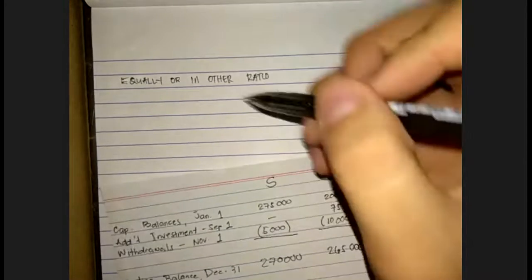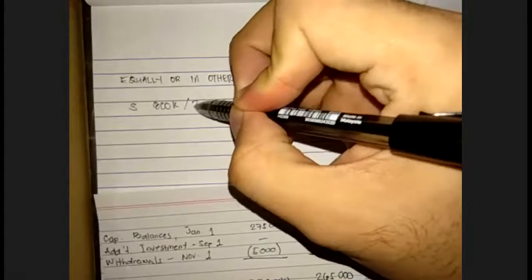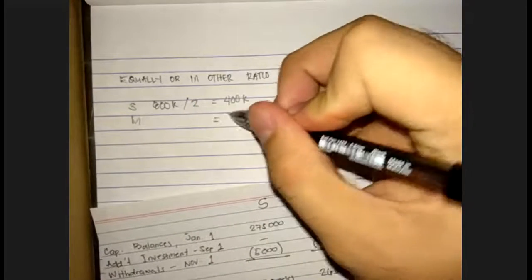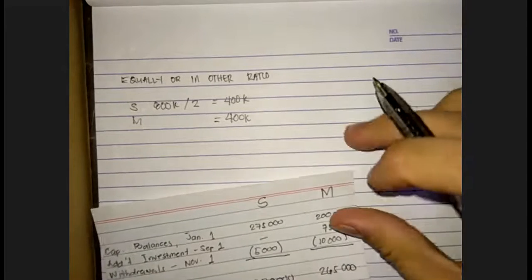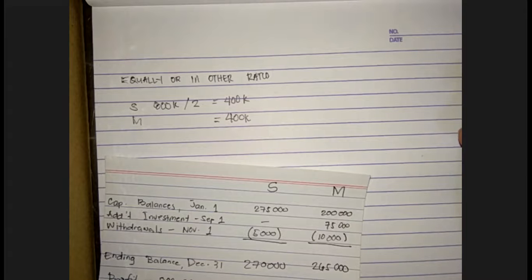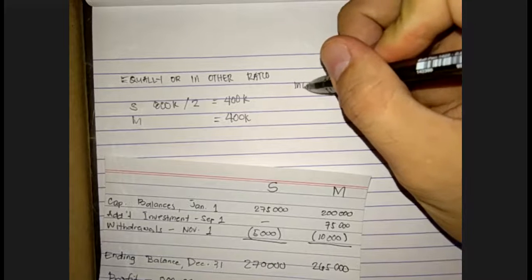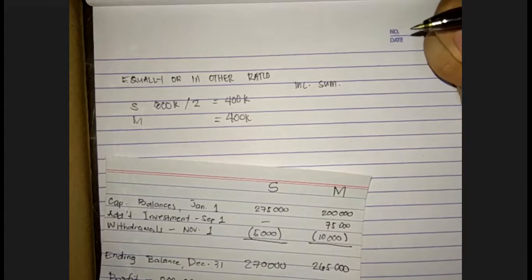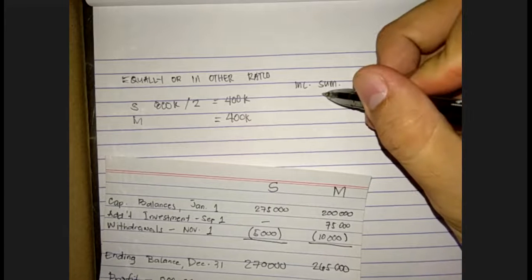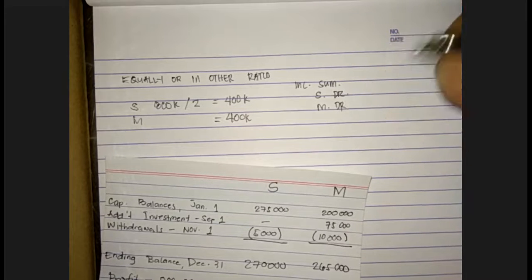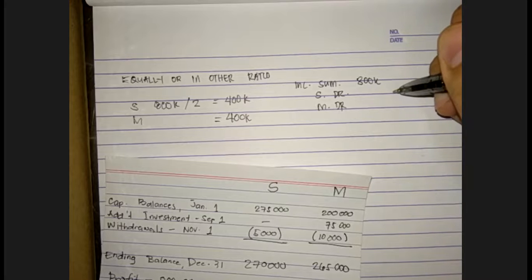So, si partner S, meron siyang 800,000 divided by 2 equal to 400,000. And kay M naman, ganun lang din, 400,000. Entry to record itong na-compute natin is, itong profit is debit ng income summary. And i-abbreviate ko na para hindi masyadong mahaba. Income summary and credit ng S drawing and M drawing. Yung profit natin is 800,000 and credit ng 400,000.